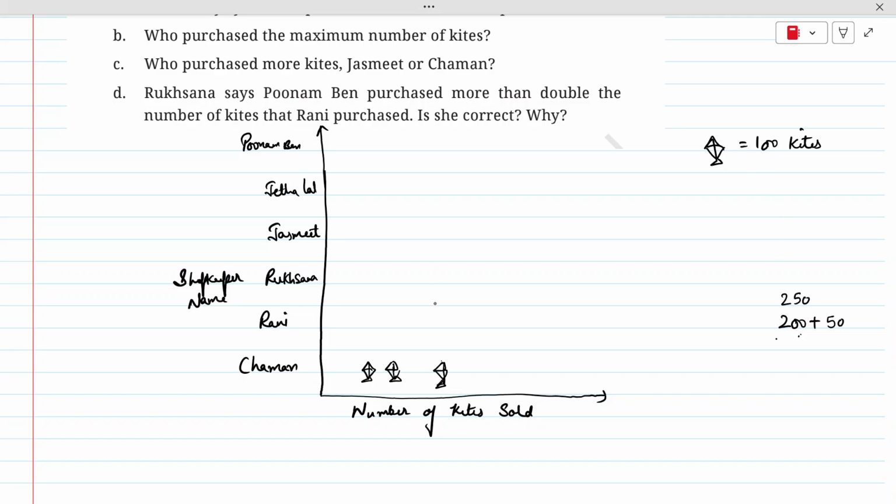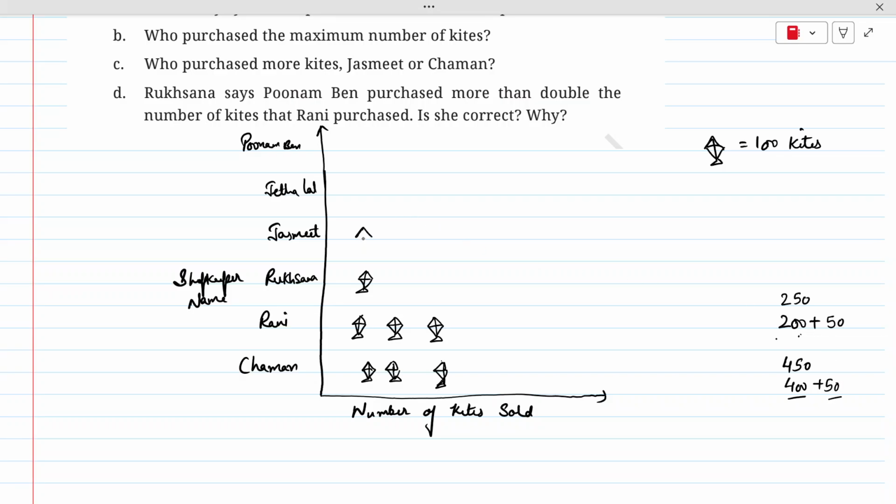So 300 is straight 3 kites. So we are going to represent this as 1, 2 and 3. Then we have Ruxana. She took 100. That is 1 kite we will use here because she took 100 only. Then Jasmeet, she took 450. So 450 is 400 plus 50. That means 4 full kites, 1 half kite.